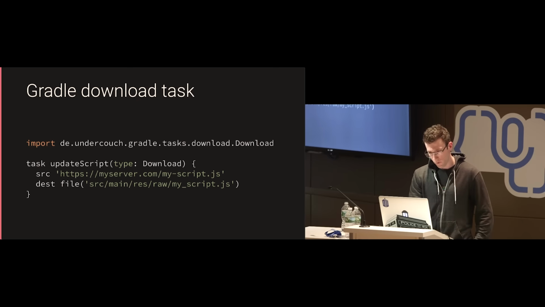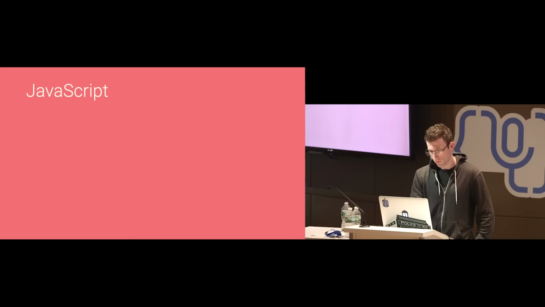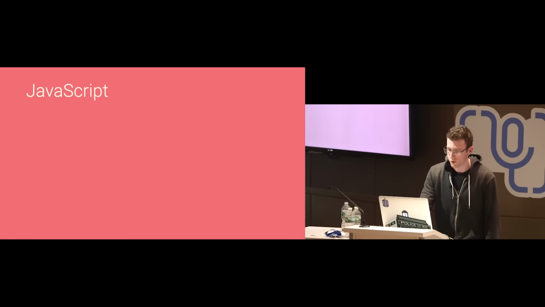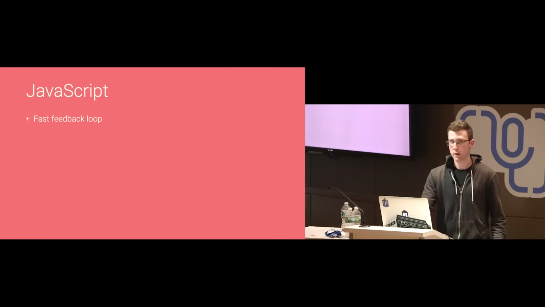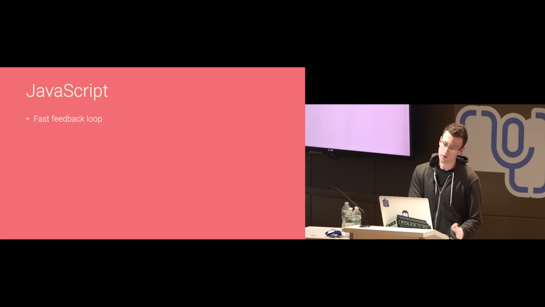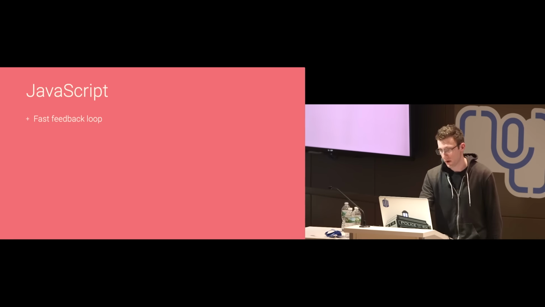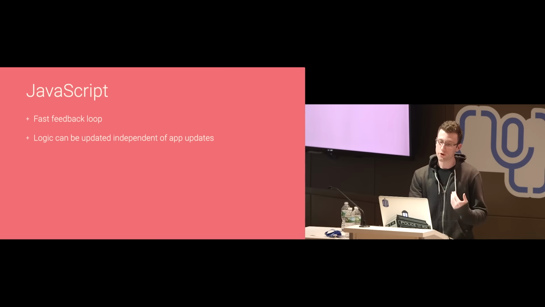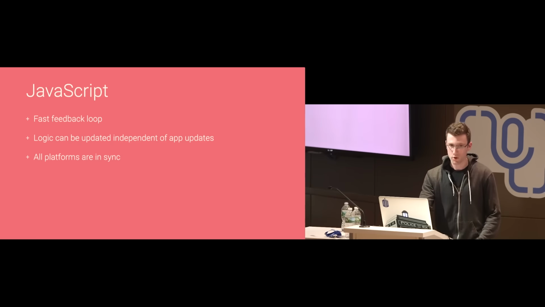All right, so how does this compare to our previous solutions? Well, once again, we have a fast feedback loop. All of this logic is executed on the client. The logic can be updated independent of our app updates. Just download new JavaScript. All of our platforms are in sync because they're not writing this logic.